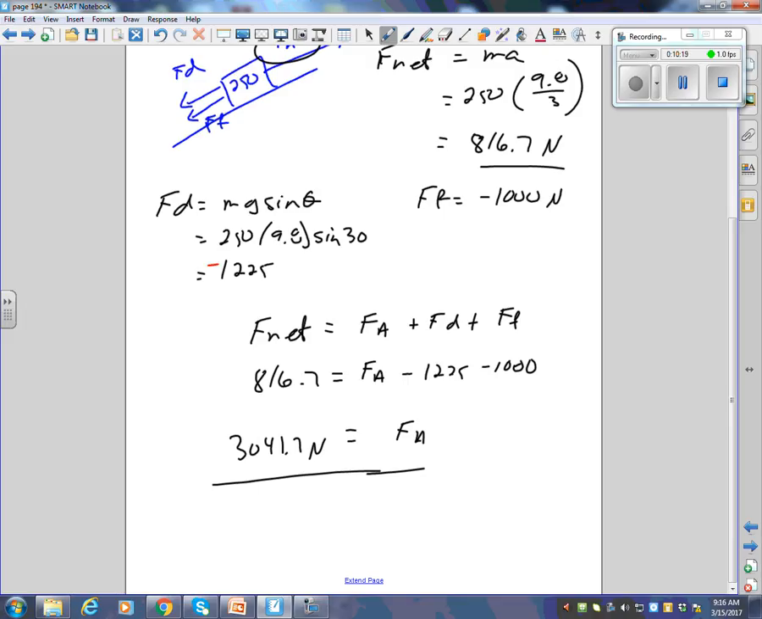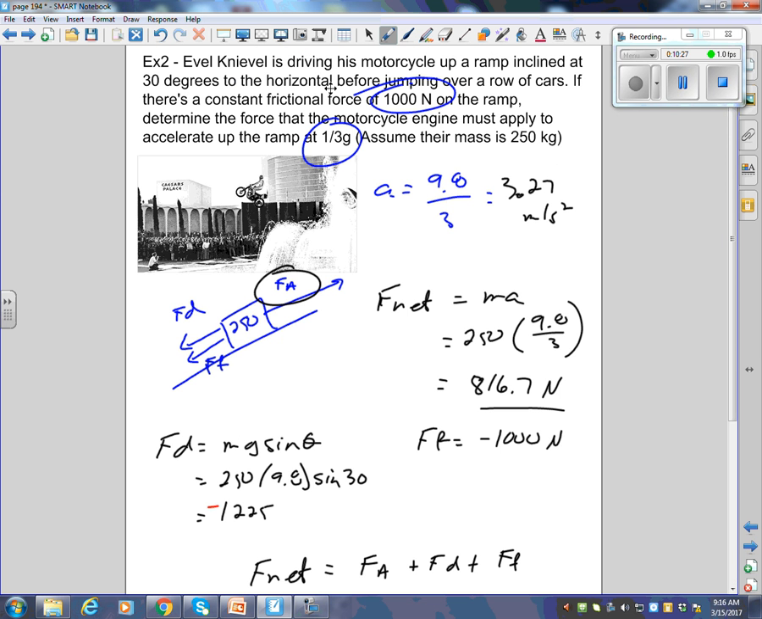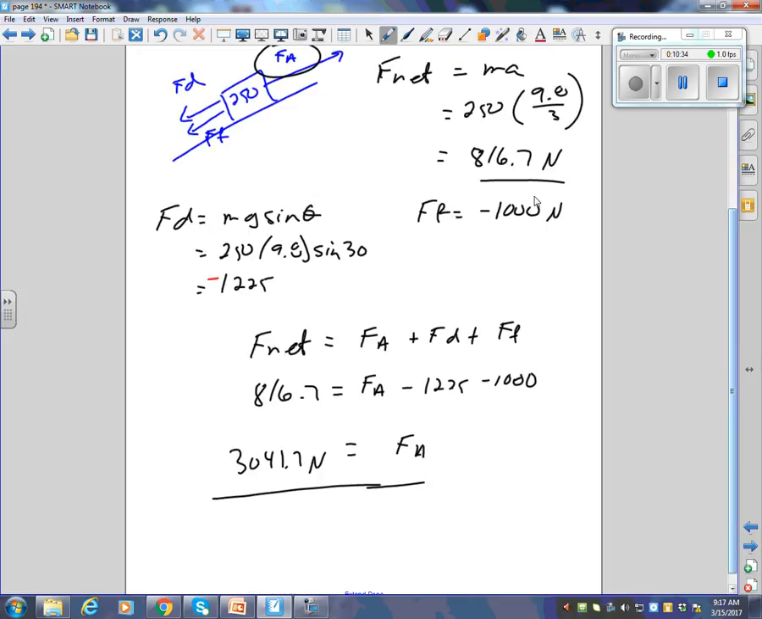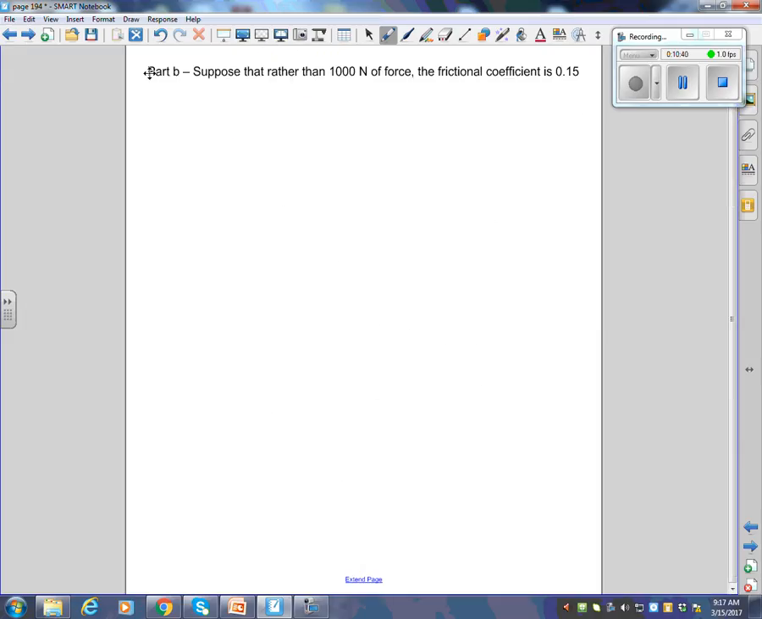Now, the textbook doesn't actually come out and do this, but I like to add this little bit in here because I know that you're going to see it in the future. The question says that the friction force is a constant 1,000 newtons. Generally, that's not how we do things. Usually, you're going to get the frictional coefficient, right? So what would happen if, is everyone done with this? What would happen if rather than 1,000 newtons force, the frictional coefficient is 0.15?